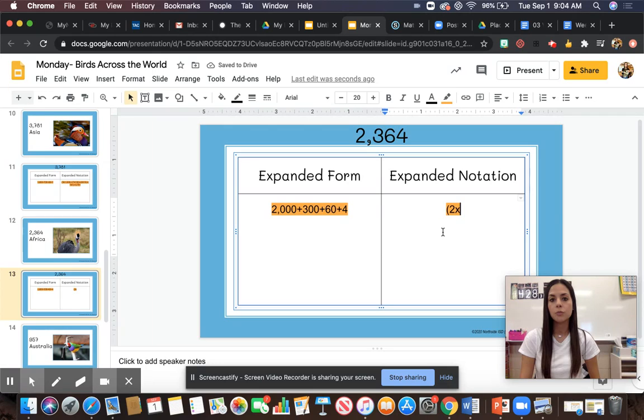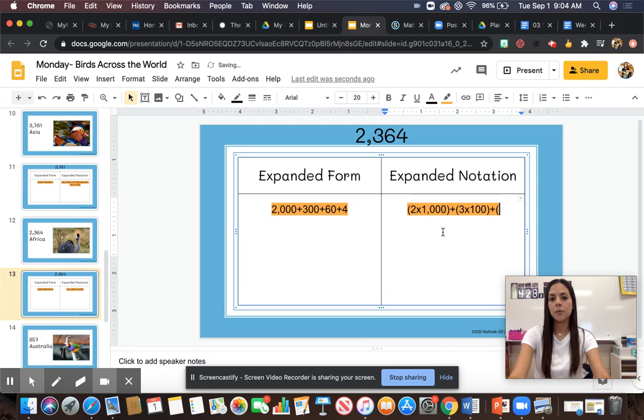So 2 groups of, and then my 2 is in my thousands place. So 2 groups of 1,000. And then I'm going to close it off. And then outside of the parentheses is my plus sign. All right, the next step, again, write my parentheses. Look at my next number, which is a 3. I'm going to bring that 3 down. 3 groups of, and my 3 is in my hundreds place. So 3 groups of 100.